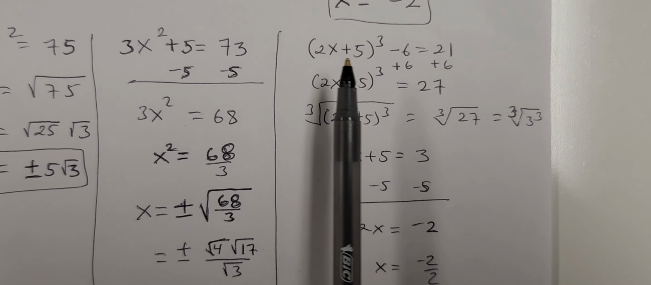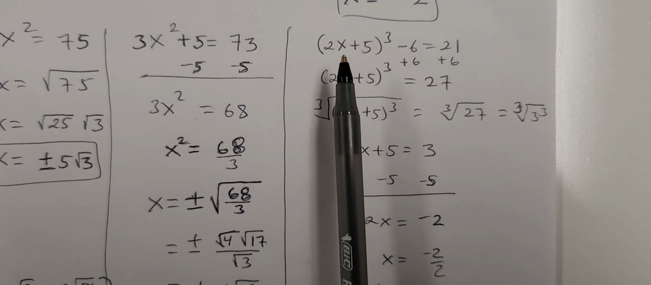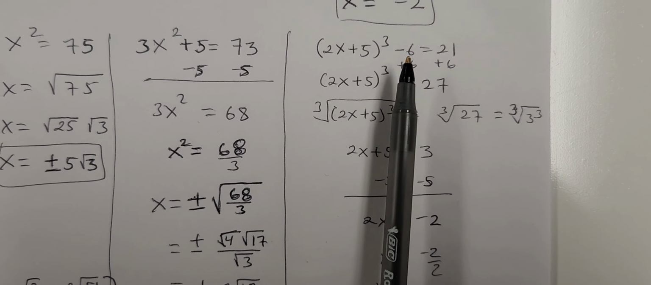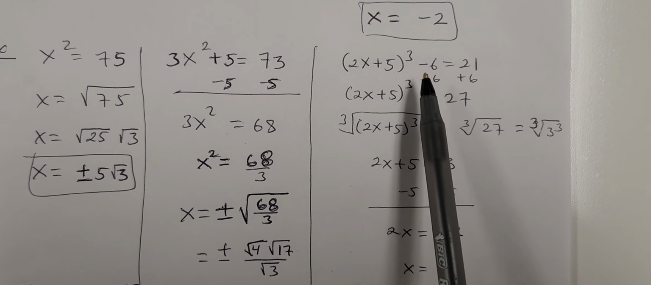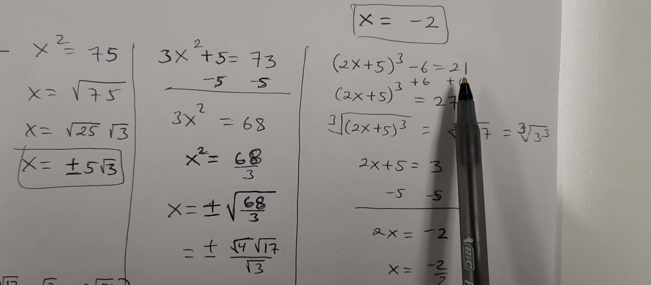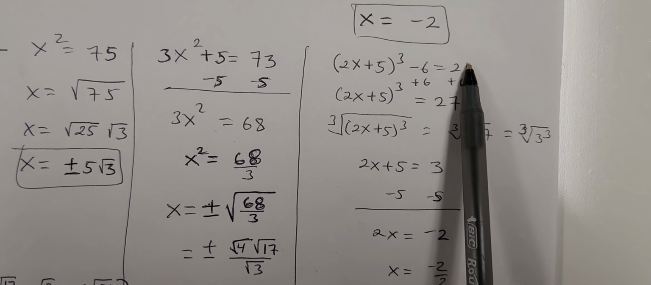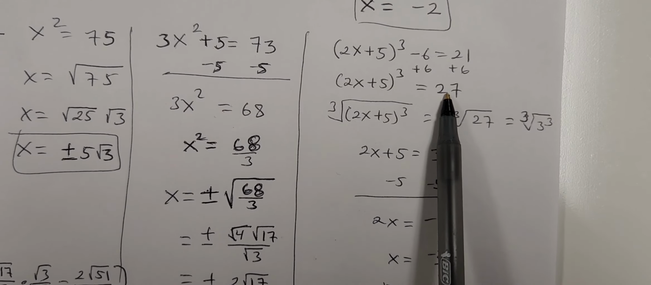So here I have parentheses 2x plus 5 to the third power, negative 6 equals 21. So move this negative 6 over. So that becomes positive 6. So 21 plus 6 gives me this 27.